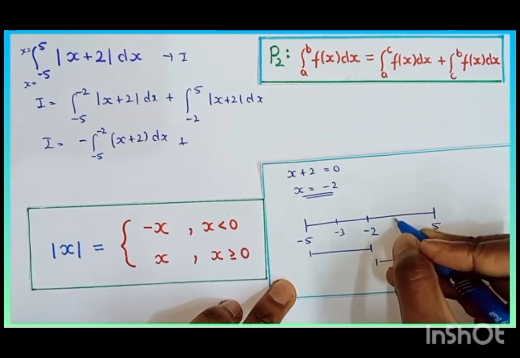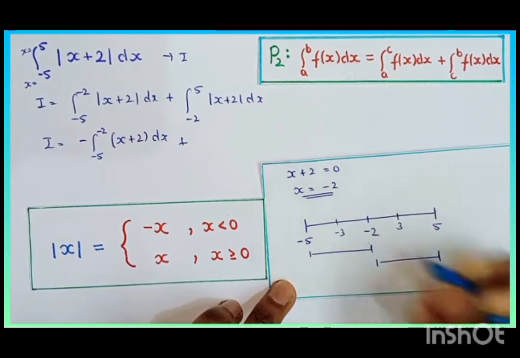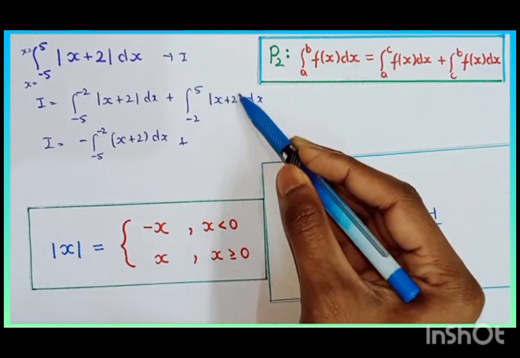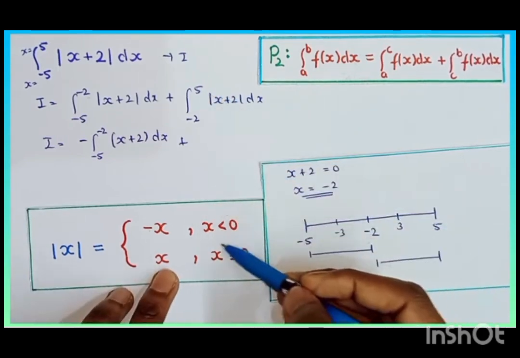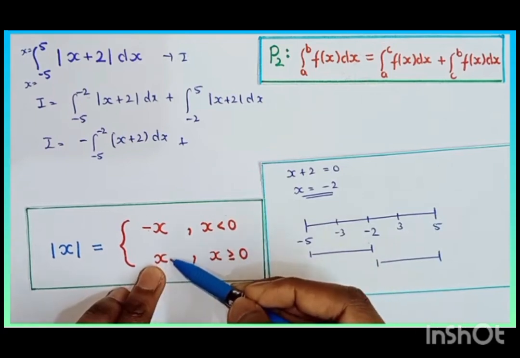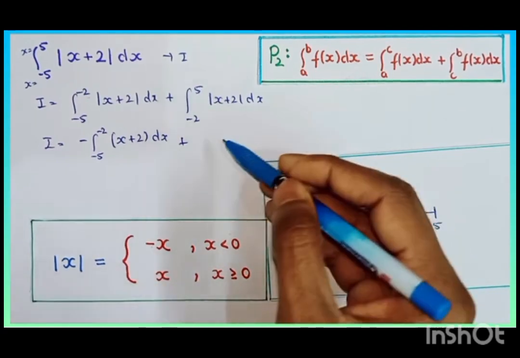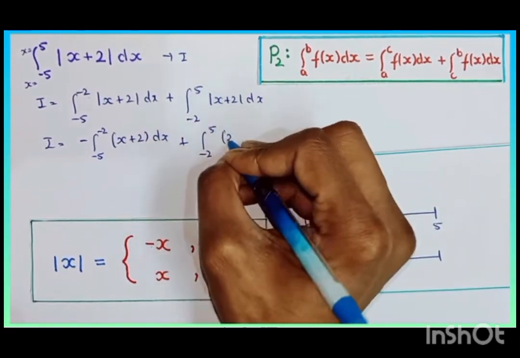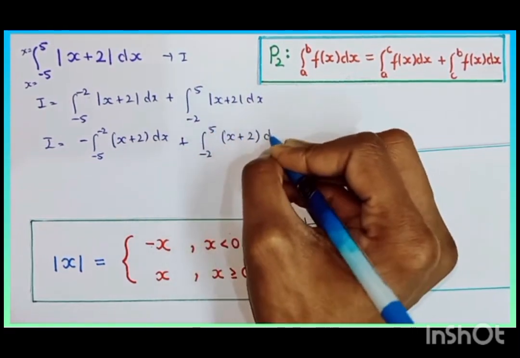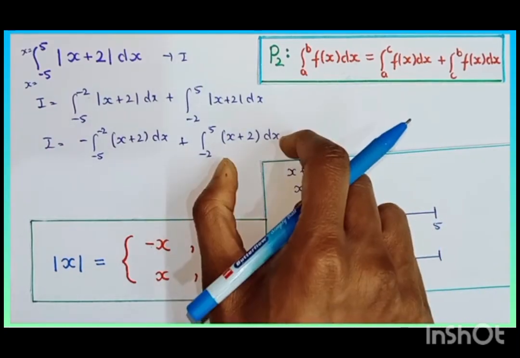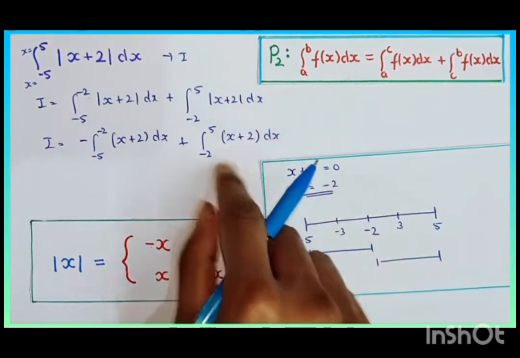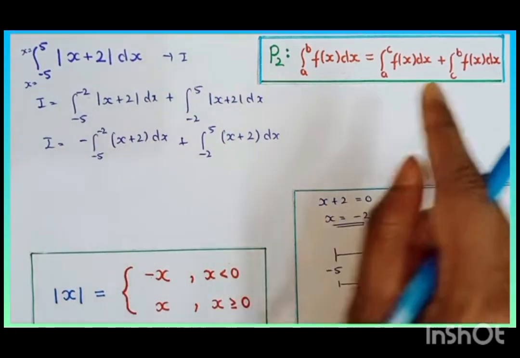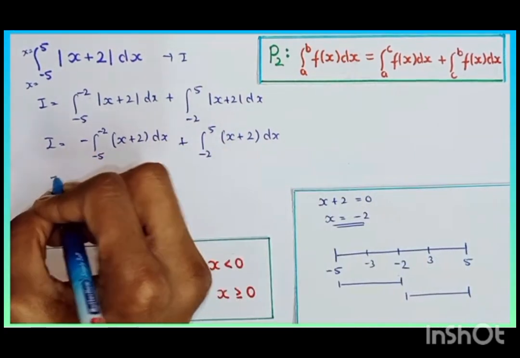Pick any value between -2 and 5. We picked 3. If I put 3, 3 plus 2 will be 5. 5 is a positive value. This means there's a positive value within the mode. Whenever there's a positive value within the mode, we write x plus 2 for mod x plus 2. So, here I'll just write the integral from -2 to 5 of x plus 2. We didn't have to multiply by a negative here because it's already positive. When there's a negative value within the mode, we multiply by a minus. That was a small thing. Keep that in mind.